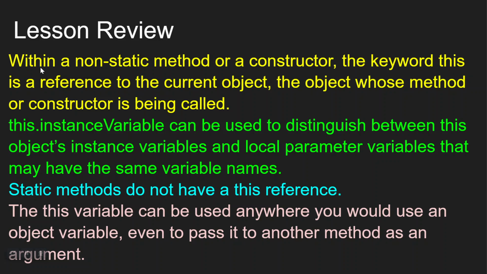All right, lesson review time. Within a non-static method or constructor, the keyword this is a reference to the current object, the object whose method or constructor is being called. this.instanceVariable can be used to distinguish between the object's instance variable and the local parameter variables that may have the same variable names. Static methods do not have a this reference, so we've just covered that. And the this variable can be used anywhere you would use an object variable, even to pass it into another method as an argument.